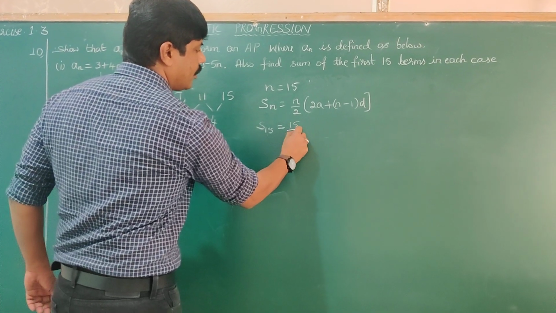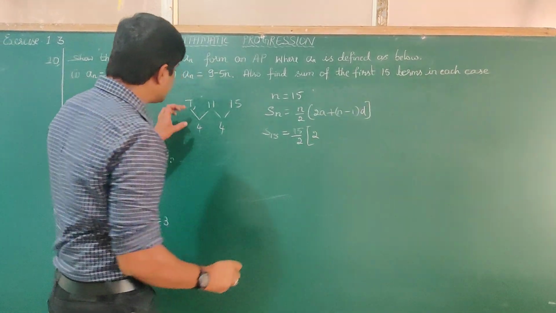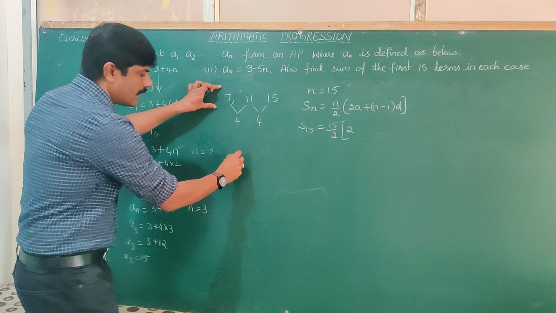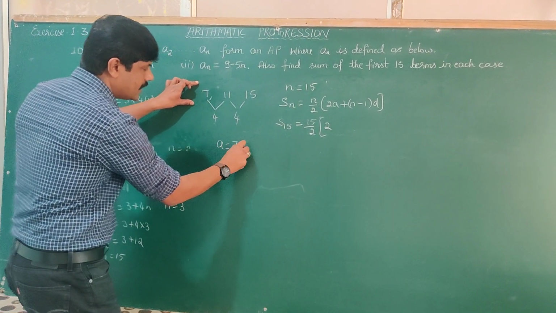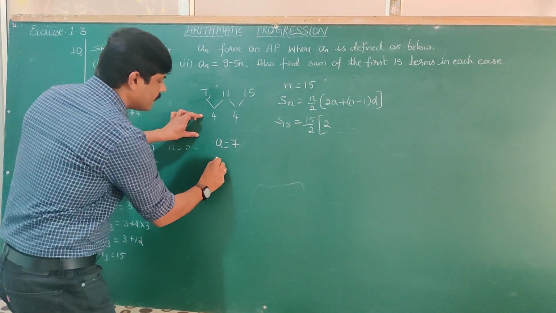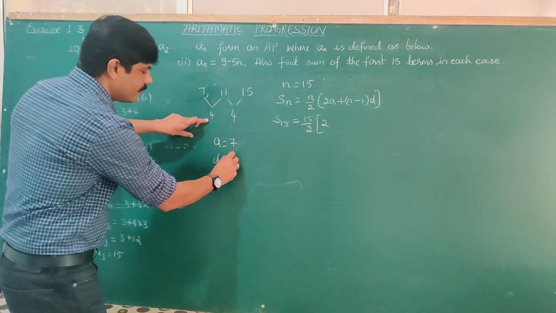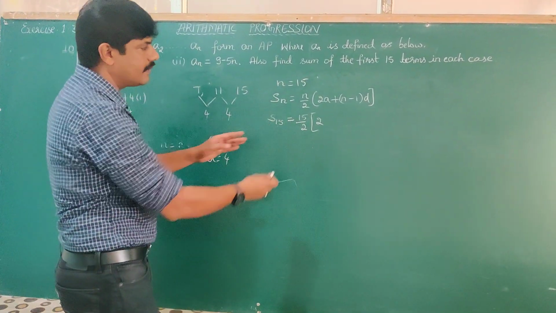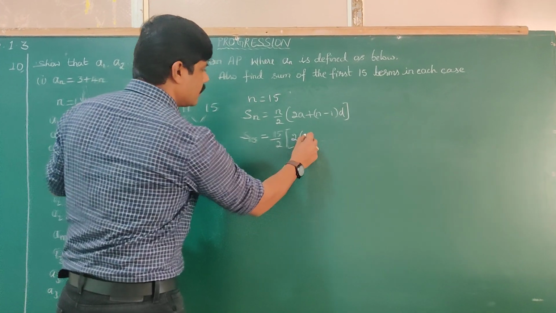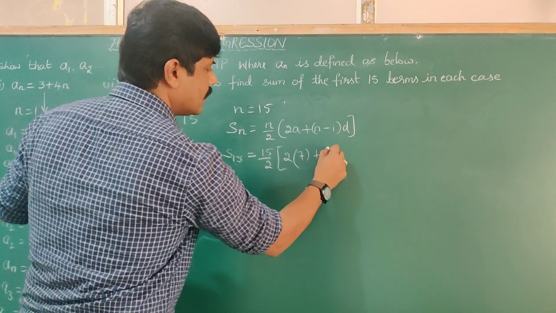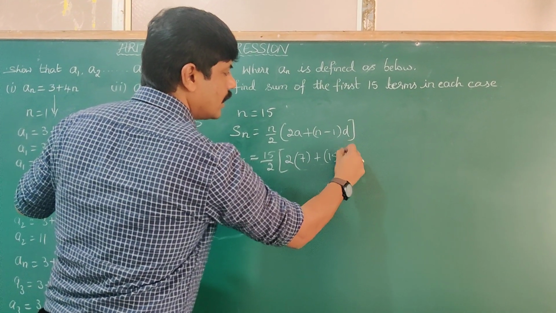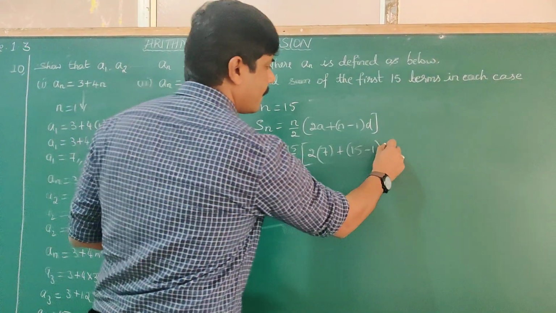15 by 2 into what is a? a is the first term. First term is 7. What is the common difference? Common difference is 4. Substitute the same in this equation: 2 into 7 plus n value 15 minus 1 into d, which is 4.